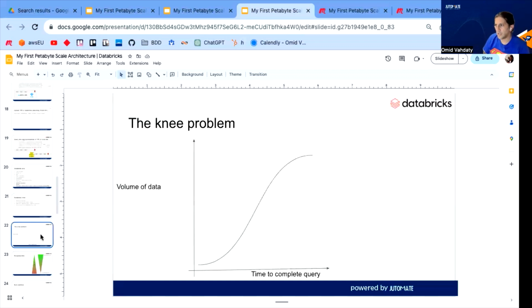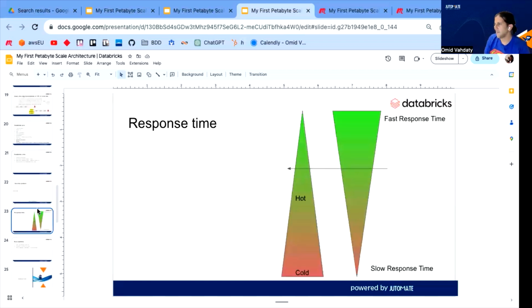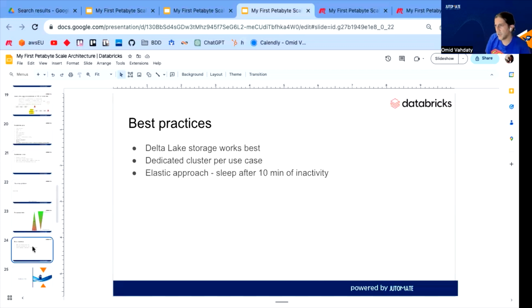Also, like any other technology presented here so far, it has the knee problem where the more data you push, eventually there will be a point where everything will slow down and even reach a halting point. In terms of processing power and response time, it's relatively fast compared to the competition, and you can use the Photon acceleration and maybe accelerate that even further.